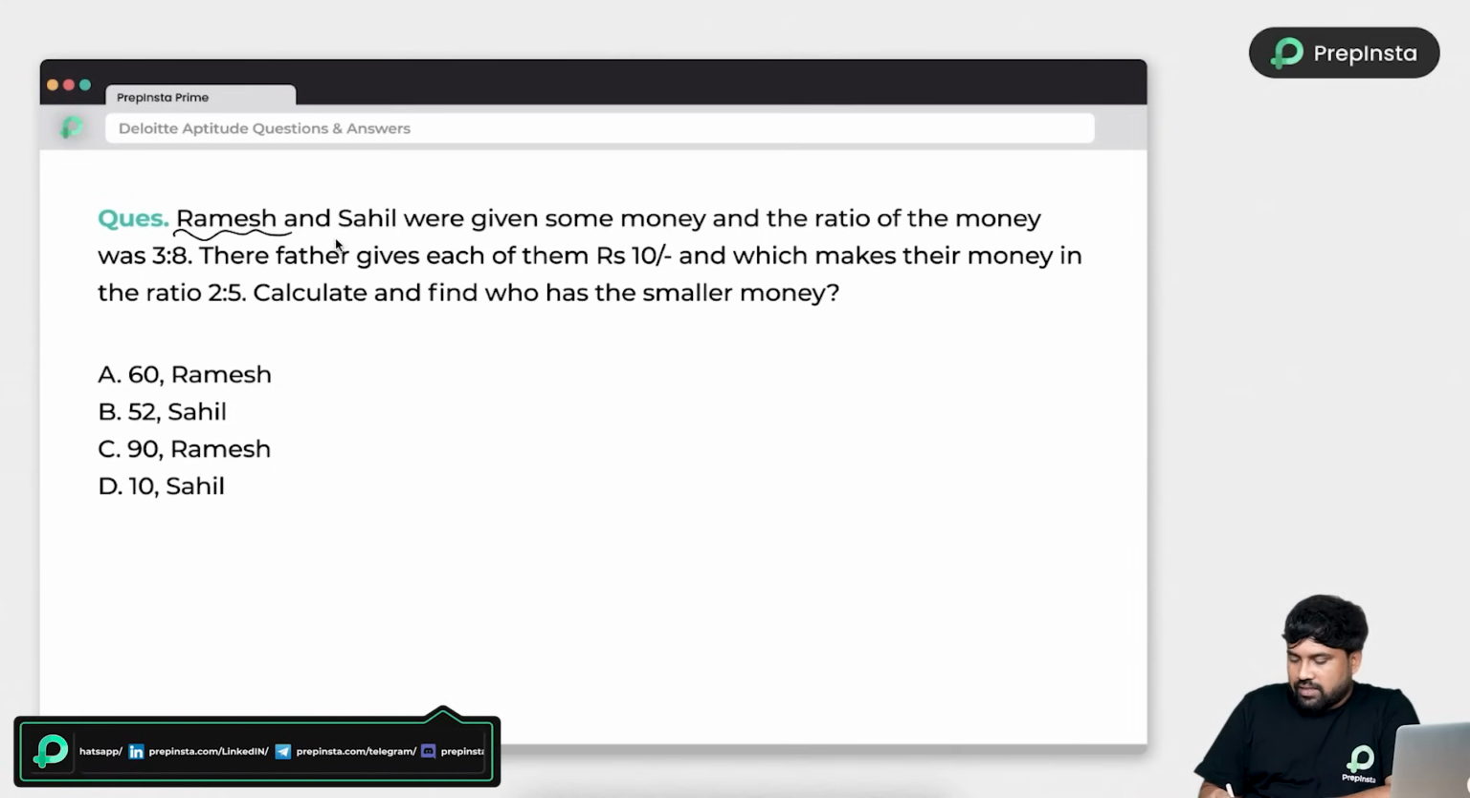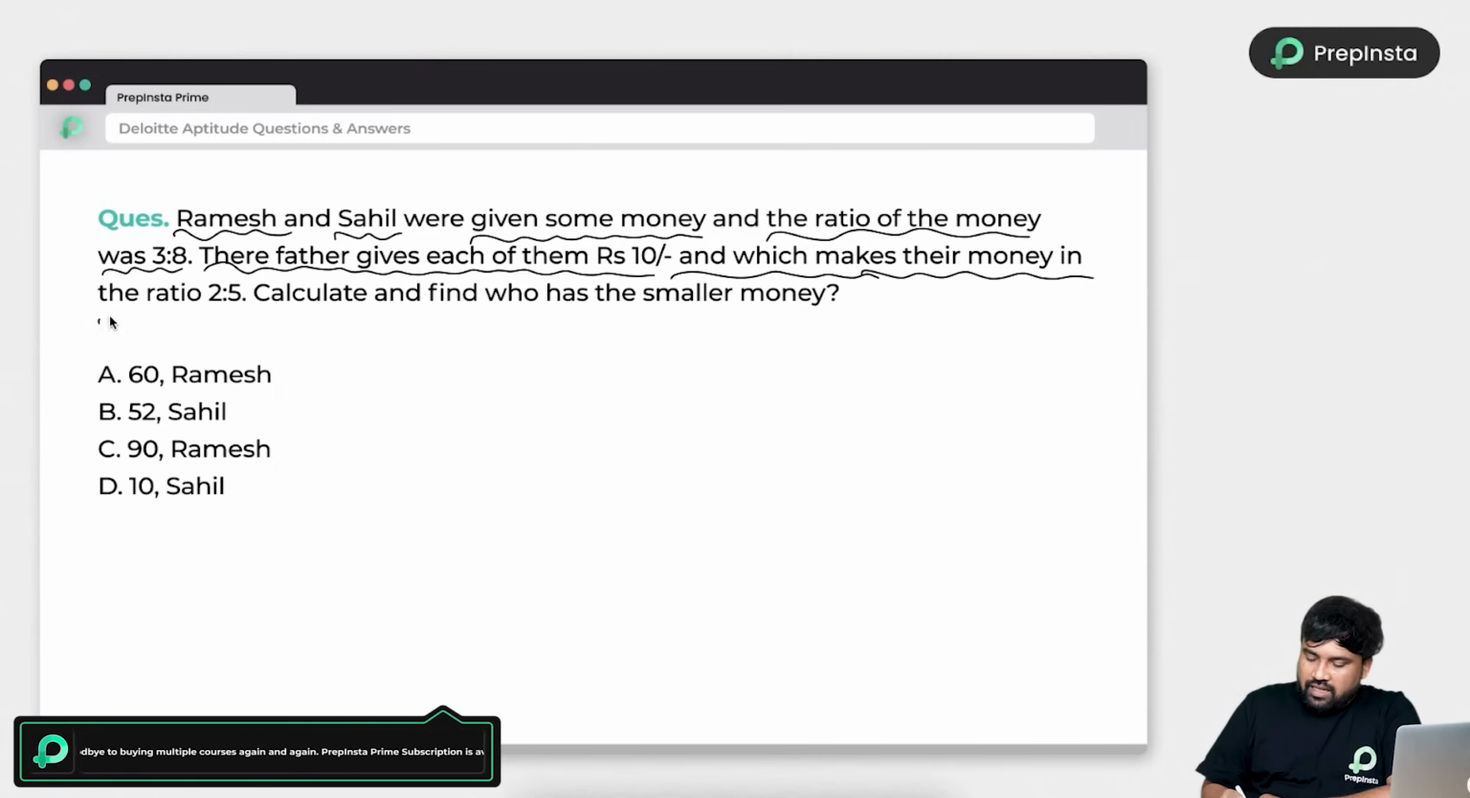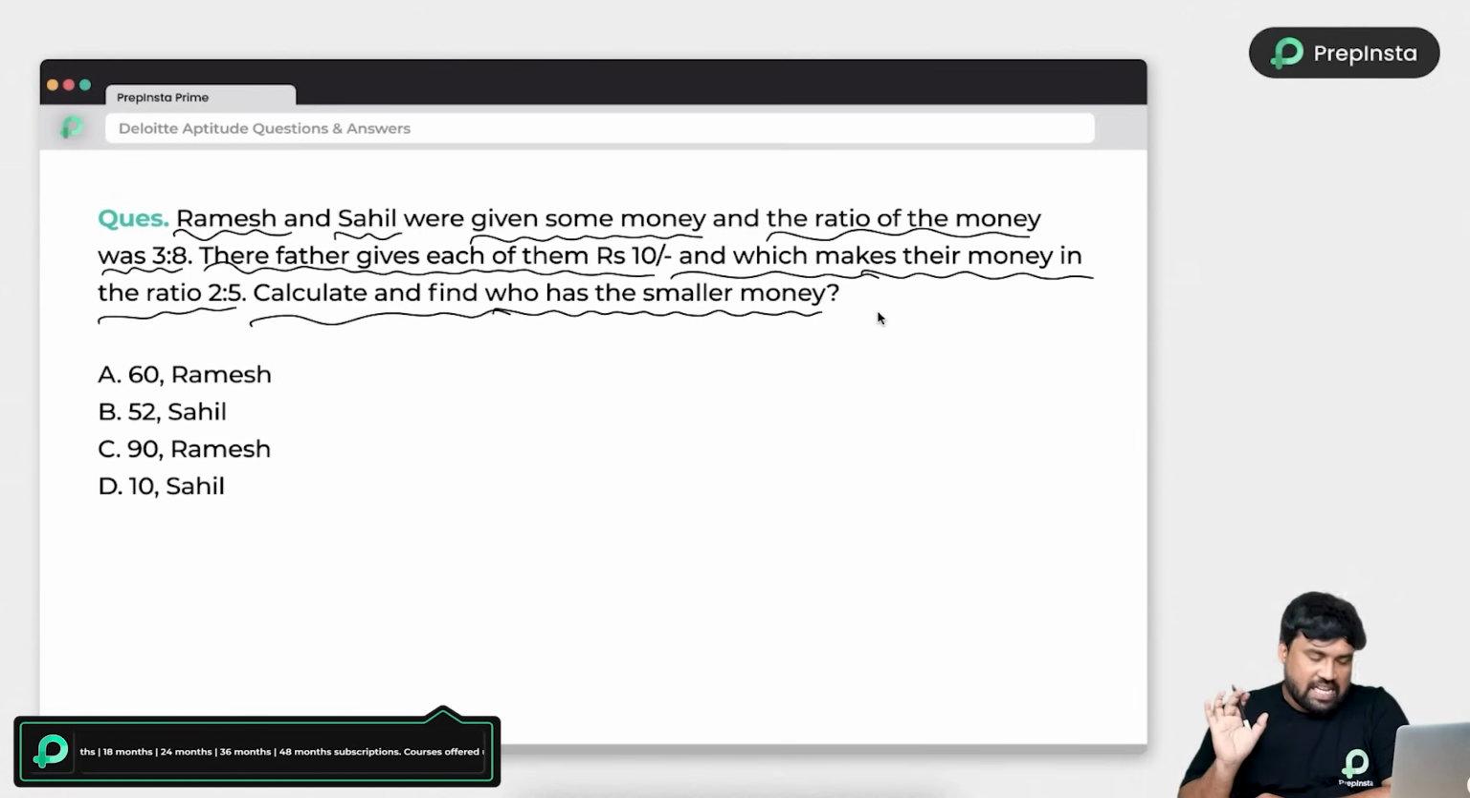Ramesh and Sahil were given some money and the ratio of the money was 3:8. Their father gives each of them 10 rupees, which makes their money in the ratio 2:5. Calculate and find who has the smaller money.